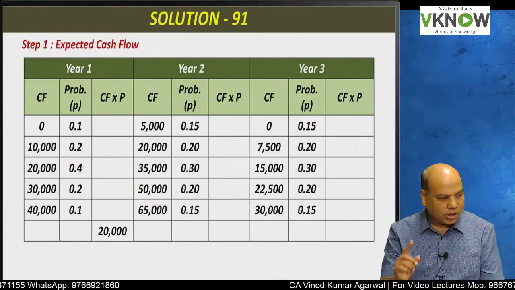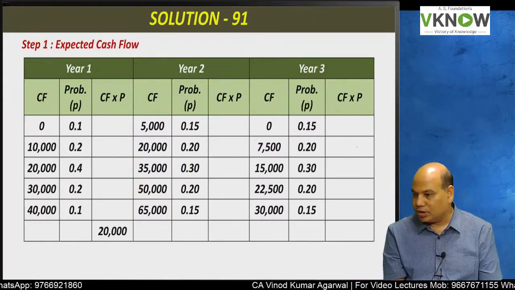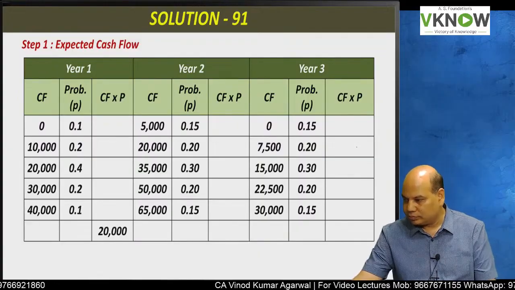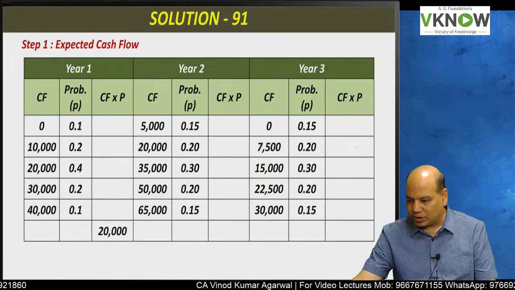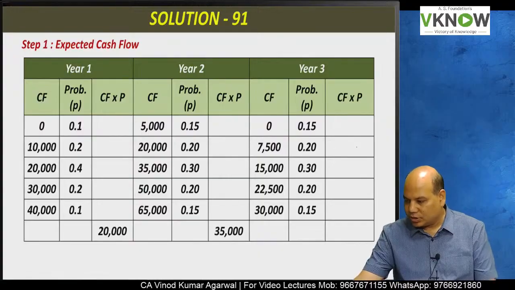Now try the next year. Please come on, try next year. What is your expected cash flow of the next year? Is it 35,000? Go to the third year.